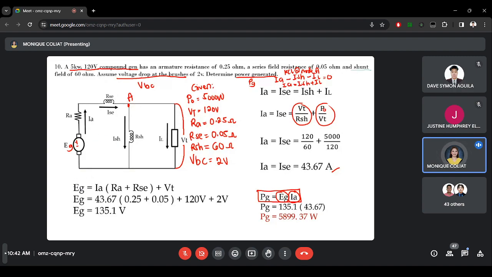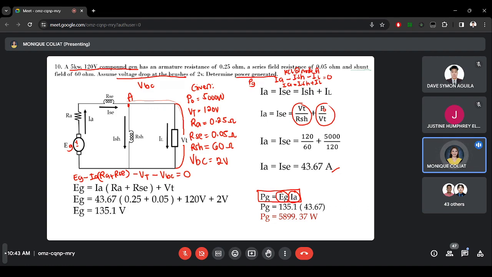So from this circuit, EG minus IA times RA plus RSE. Why? Because they are in series. Minus VT. From here, papunta na dito si VT. Then you will include the voltage drop at the brushes. So you will minus it here, minus VBC equal to 0.